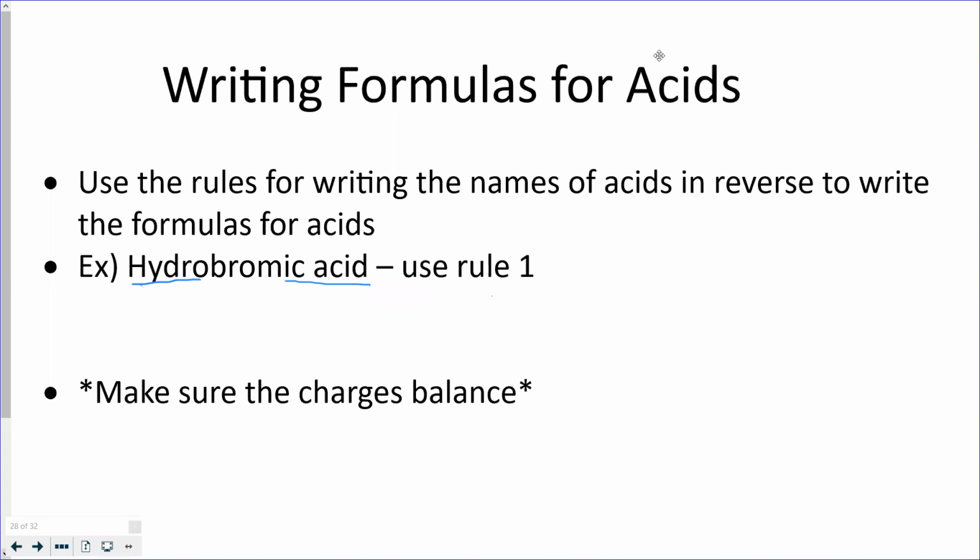So that means that bromide is our anion. Well, bromide is just the ion of bromine off the periodic table, which is Br with a -1 charge. Acids start with hydrogen, so it starts with that H+. And when we crisscross our charges, this is simply going to be HBr. So they're always going to start with hydrogen, but you're going to look to see if there's a prefix or which ending it has to figure out which anion was used in that compound.